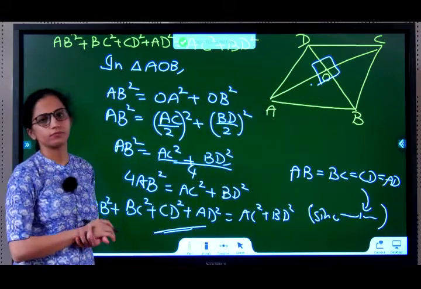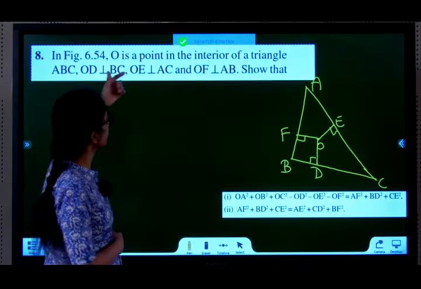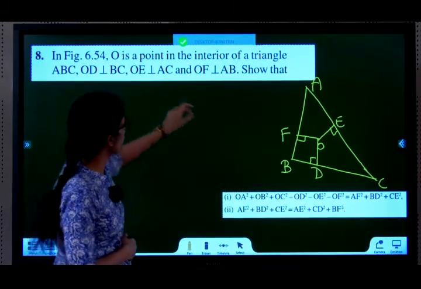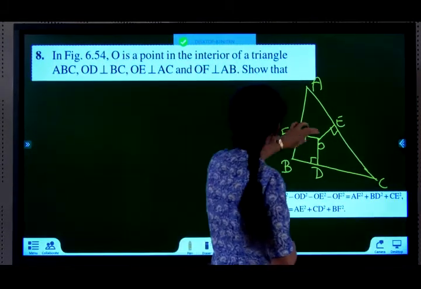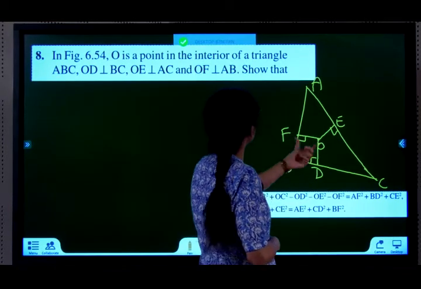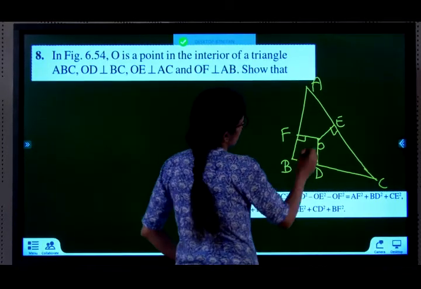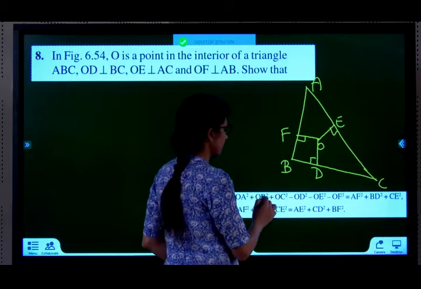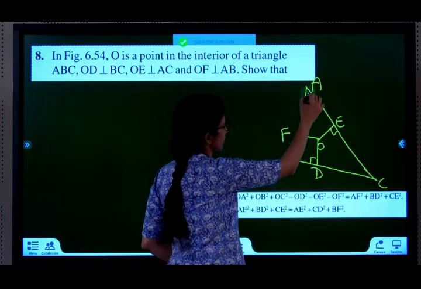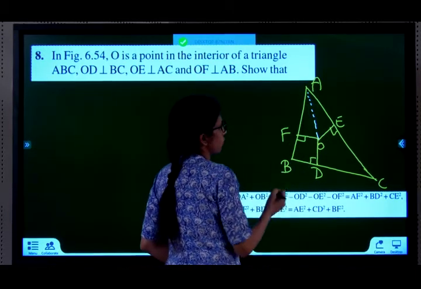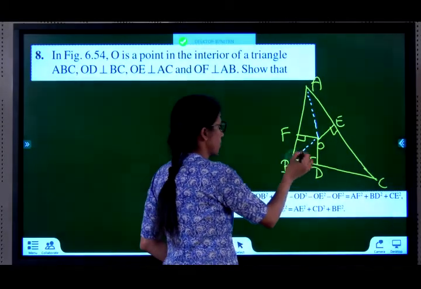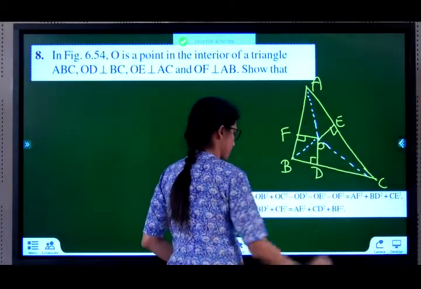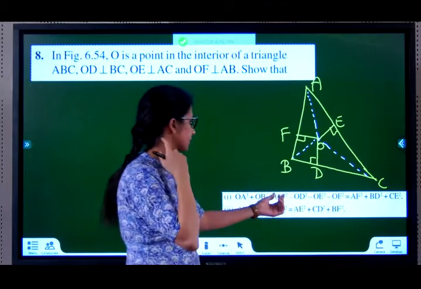Hence, proved. In the figure, O is a point in the interior of the triangle where OD is perpendicular to BC, OE is perpendicular to AC, OF is perpendicular to AB. Show that OA square plus OB square plus OC square. So, we have here OA square plus OB square plus OC square is equal to this.